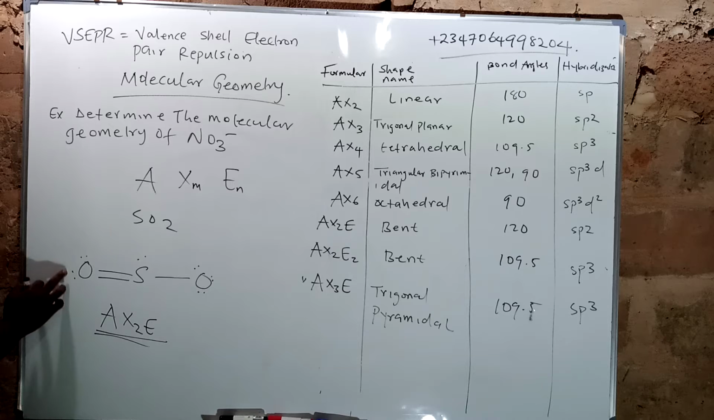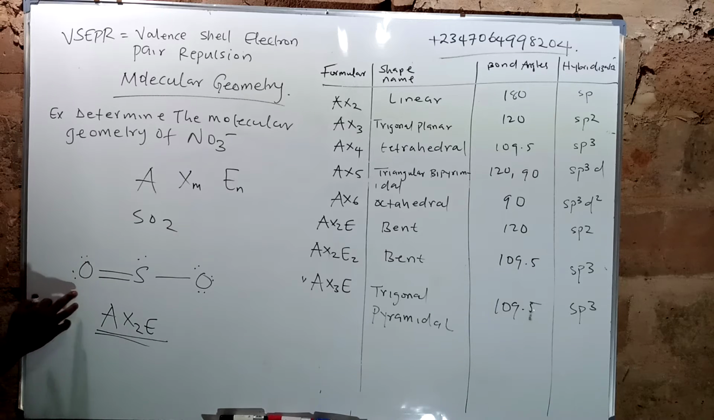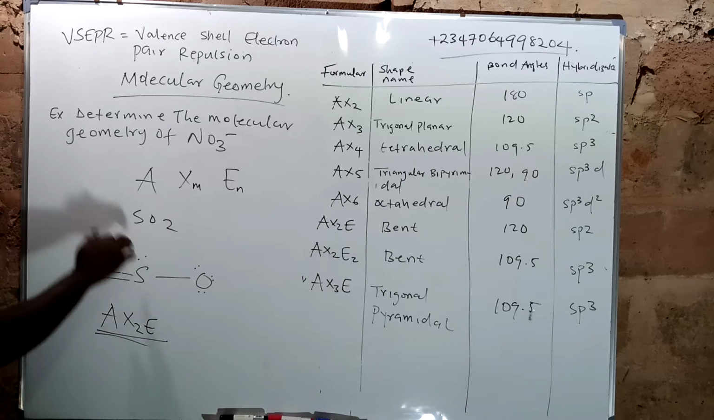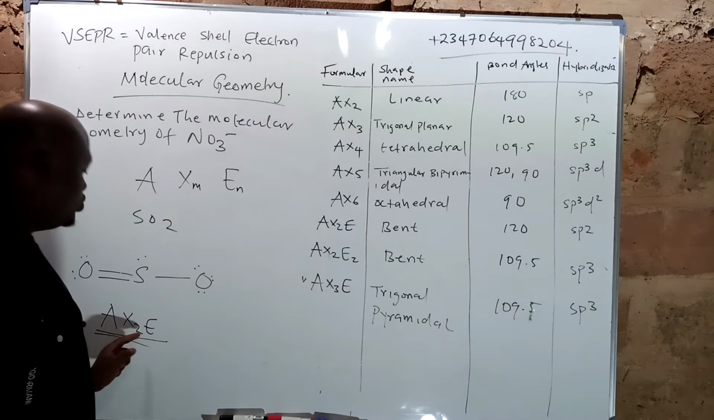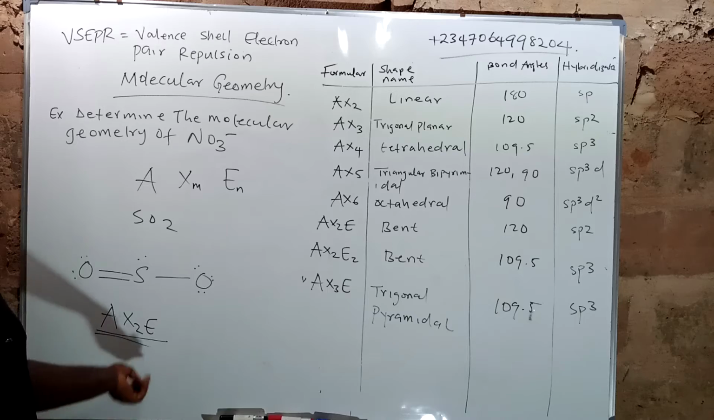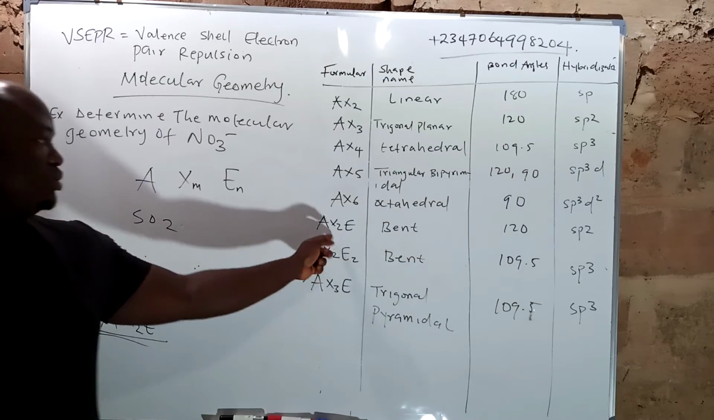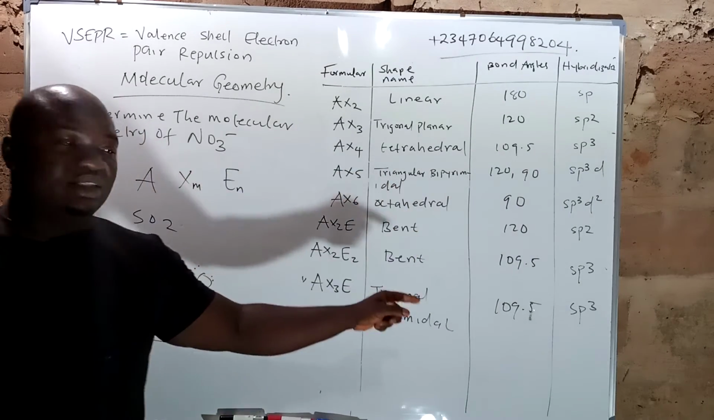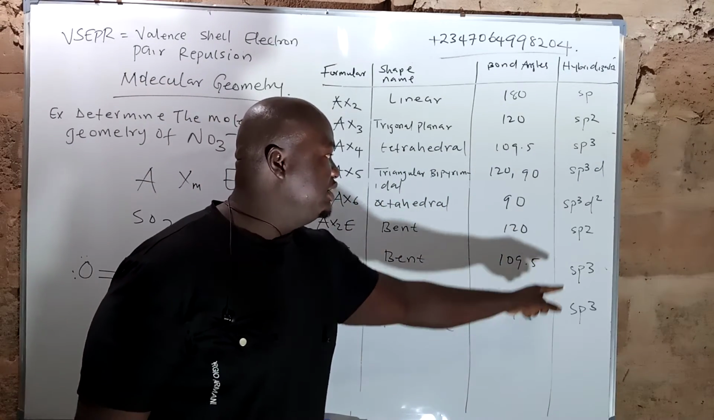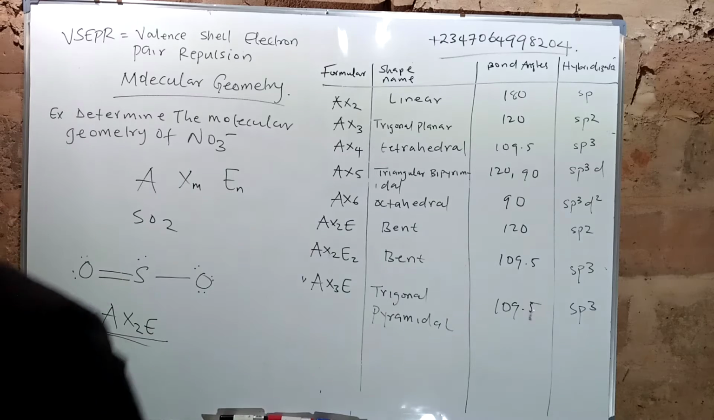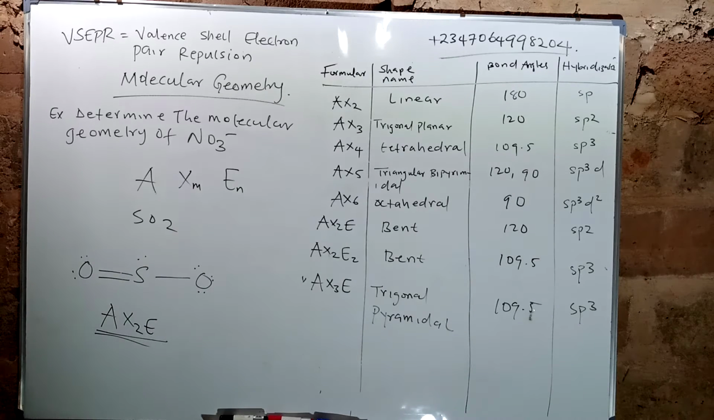You are not concerned with the lone pairs on the other atoms, because they are not the central atom. You are concerned with the lone pair directly attached to the central atom. And so this is AX2E. AX2E is bent. The bond angle is 120 degrees and it's sp2 hybridized. This is so easy. Once you start knowing how to draw this, life becomes easier for you automatically.